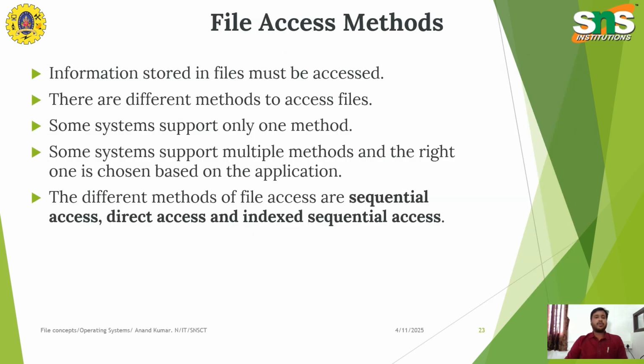Next is an important topic, what we call file access methods. Regarding file access methods, the information stored in files must be accessed. There are different methods to access a file. We consider three different methods here. Some file systems support only one method, but many systems support multiple methods, and the right one is chosen based on the application, that is what we use for opening and retrieving or accessing it. The different methods of file access are sequential access, direct access, and indexed sequential access.